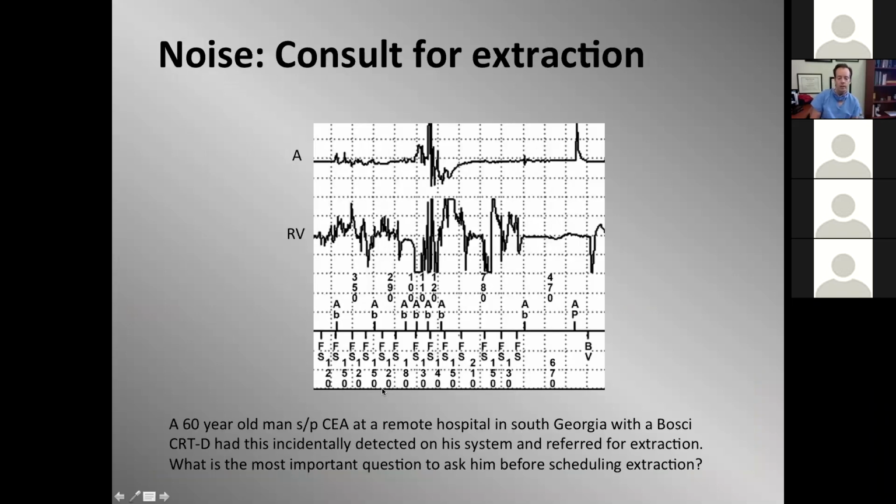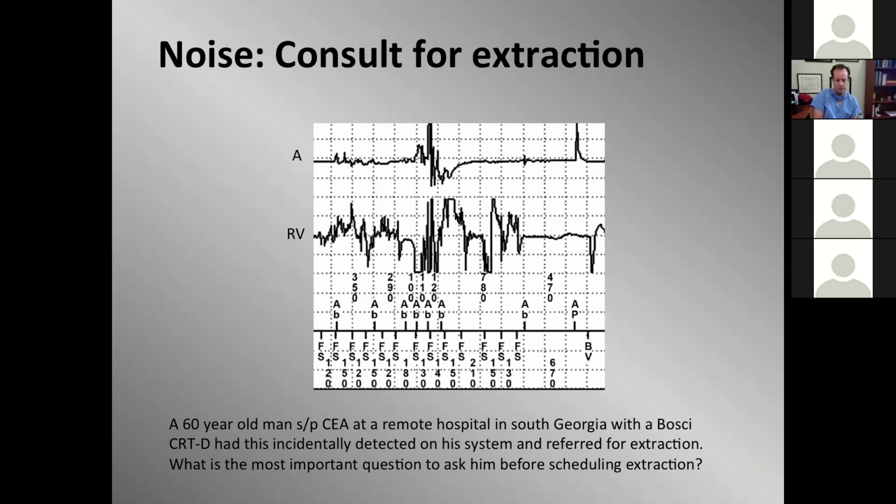I think two more noise cases, and then we'll be done with that. This is your next clinic patient referred for an extraction. This is a 60-year-old from a rural area in your state with a Boston Scientific CRTD that had this incidentally detected, no symptoms on his system, and he was referred for device extraction for lead conductor fracture.